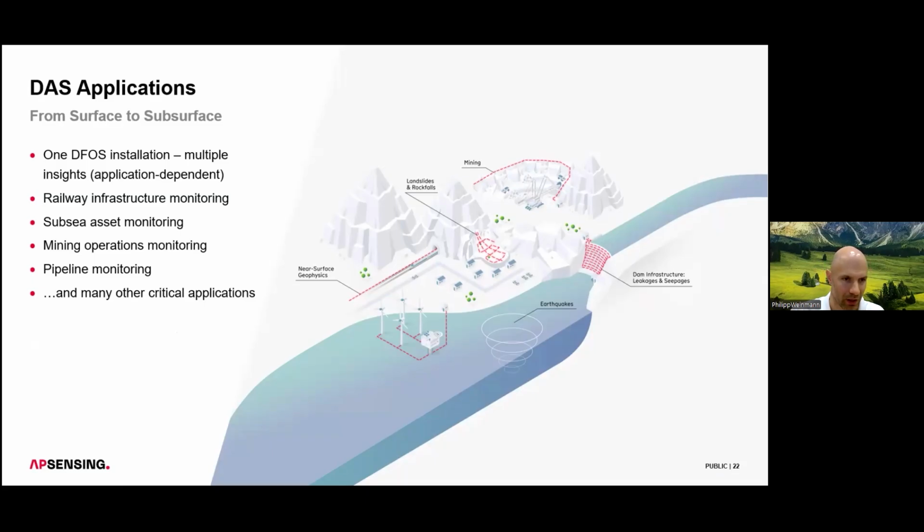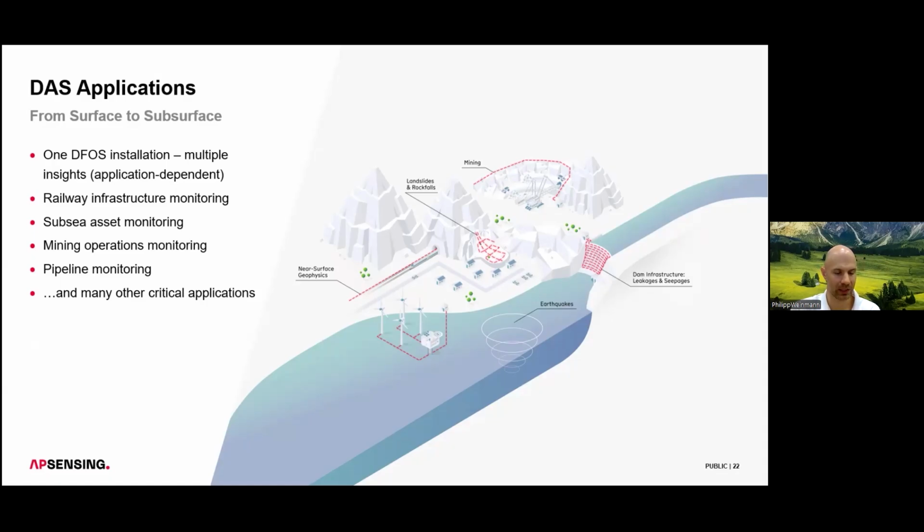As I told you in the very beginning, the DAS system, or distributed fiber optic sensing, can be used for many applications. I brought up the example of monitoring railway infrastructure. I also mentioned that we can monitor subsea power cables. You can use it for mining operations as well, for pipeline monitoring, but also in many other disciplines.